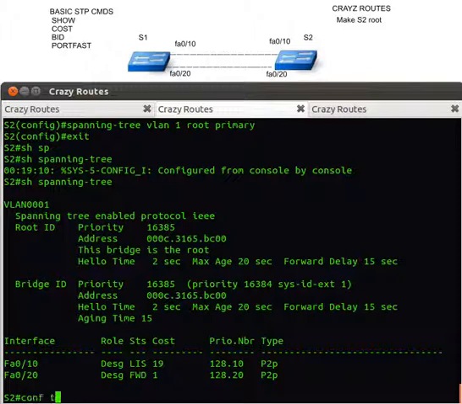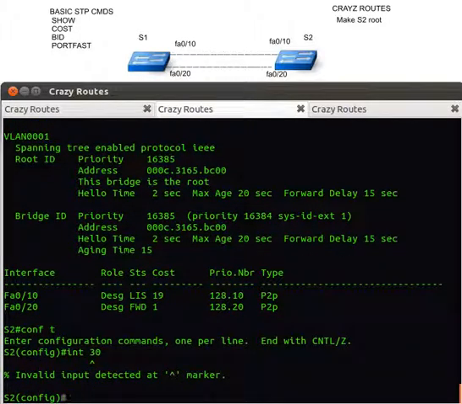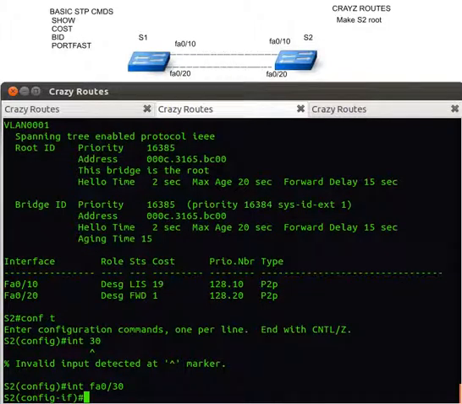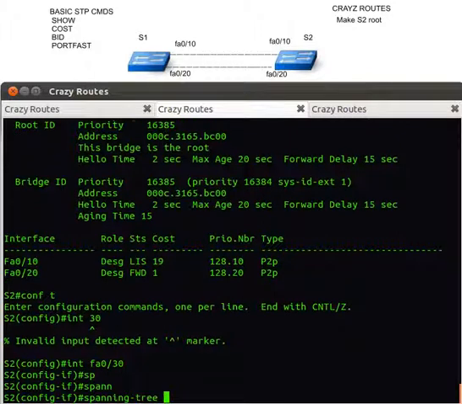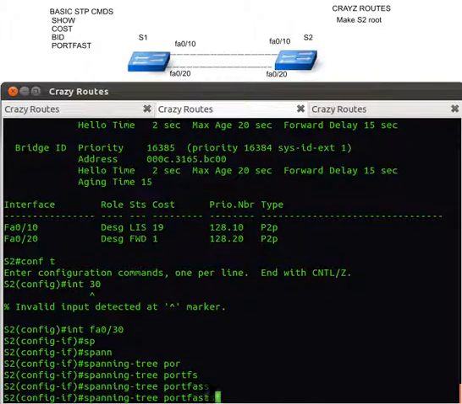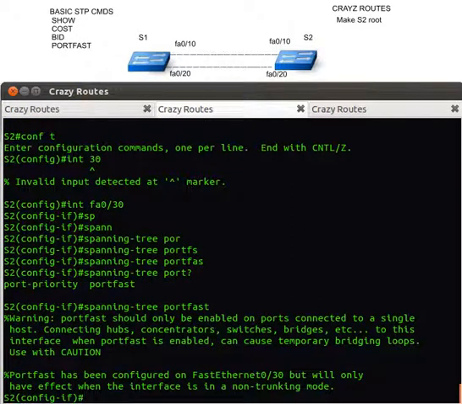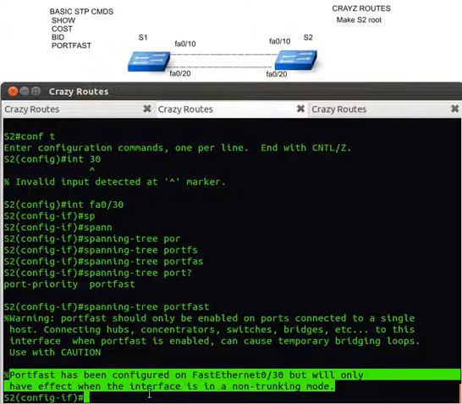Okay, so now we will not use 10 or 20 interface, so let's go into interface 30. Interface 30, spanning tree portfast. I want to see something real fast. Oh, port priority or portfast. Spanning tree portfast. Only when interface is in a non-trunking mode. Oh, this must be in dynamic desirable.